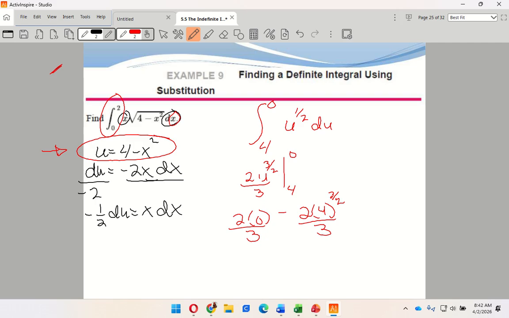All right, so we end up with the same answer as negative 16 over 3.